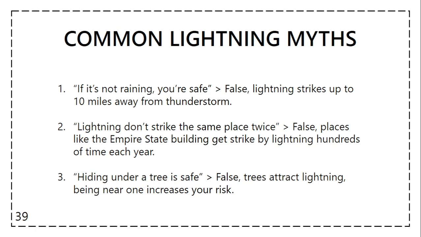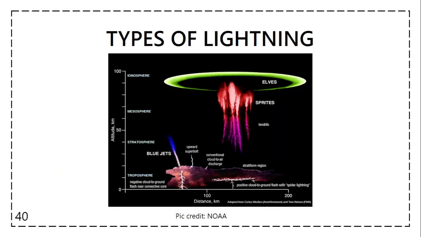Common lightning myths. If it's not raining, you're safe. Nope, that's not true. Lightning strikes can be up to 10 miles away from a thunderstorm. Even though it's not raining, it does not mean you're safe. Lightning does not strike the same place twice. This is a really popular and controversial one. False. Places like the Empire State Building get struck by lightning hundreds of times each year. Hiding in a tree is safe? Absolutely not. Trees actually attract lightning. It can seem like a shelter, but it's actually not. Being near one increases your risk instead of saving you.